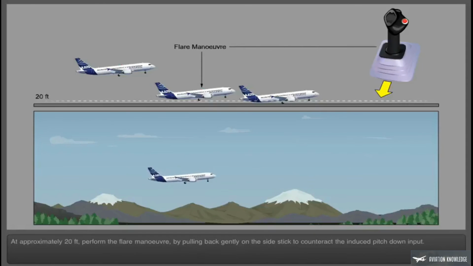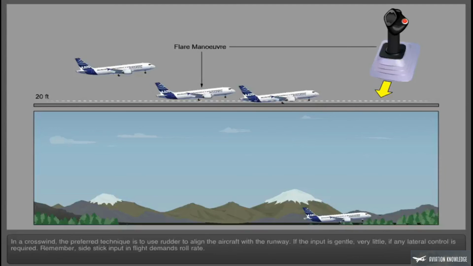At approximately 20 feet, perform the flare maneuver by pulling back gently on the side stick to counteract the induced pitch down input. In a crosswind, the preferred technique is to use rudder to align the aircraft with the runway. If the input is gentle, very little, if any, lateral control is required. Remember, side stick input in flight demands roll rate.